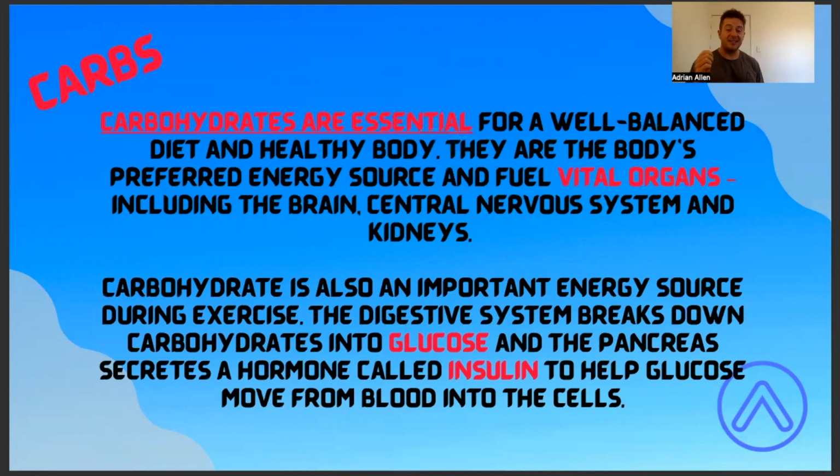Insulin is the key to the cell. So basically the body needs insulin. When you eat carbohydrates, they go into the bloodstream, insulin gets released, insulin unlocks the door and lets the glucose move from the blood into the cells. In the short term, that's exactly what happens.